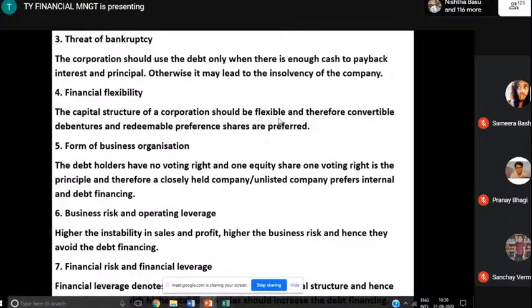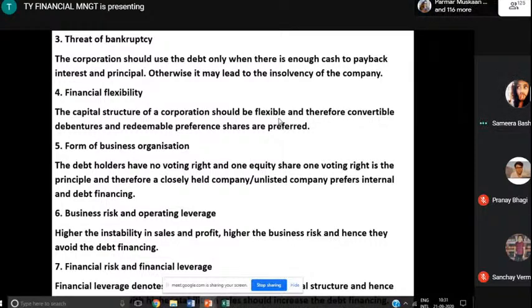What do you mean by business risk? If someone asks you what you understand by business risk: instability in sales and profit. Reverse: let us say you have stability in sales and profit. Then business risk is low, and then you will borrow the maximum. Very clear. Sir, in the seventh point, can you repeat what comes after hence?